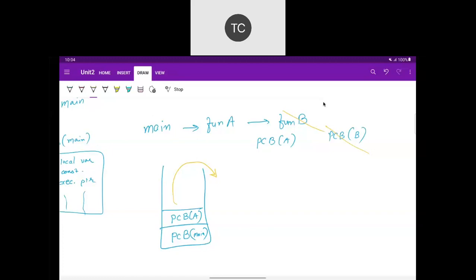Now when you complete your function A, this PCB will already have been popped out. So when you pop next, which one will you get? Main. Now main's execution pointer was also separate. So from that execution pointer, you will know what the next line is. So that's how function calls are being managed by the operating system, and the operating system is making use of a stack here.